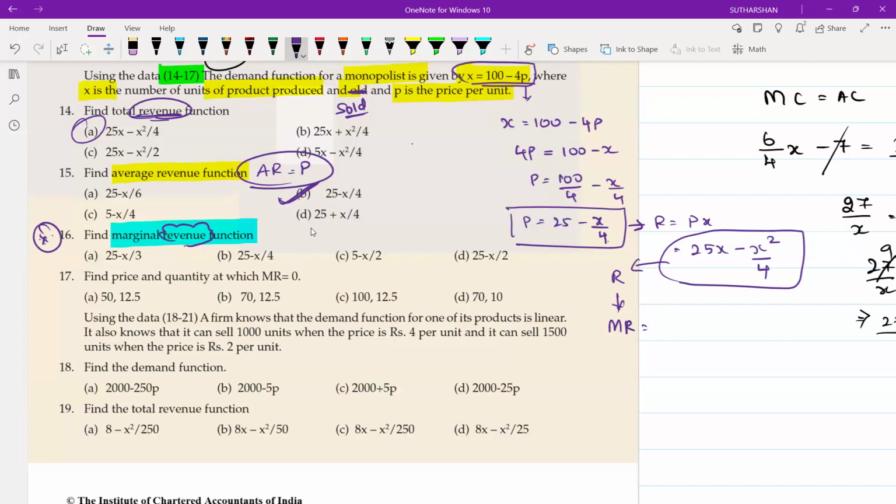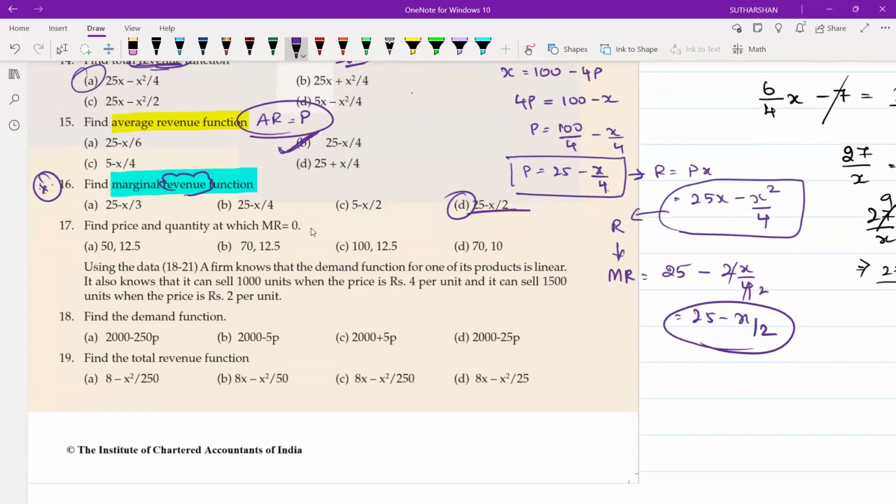If I differentiate, 25x will become 25. x² will become 2x divided by 4. If I simplify 2x divided by 4, the 2 gets cancelled with the 4, giving 2. Finally, 25 - x/2. Where do I get this option? Option D is my answer.